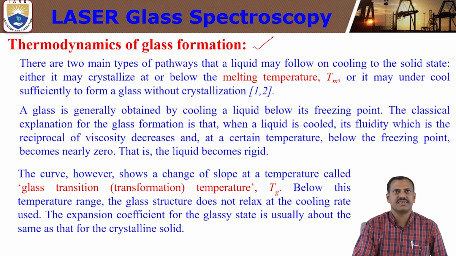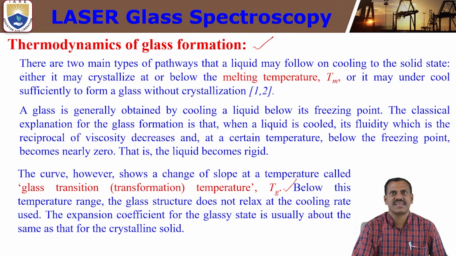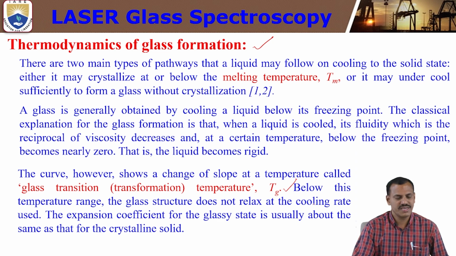The rigidity happens. The curve, however, shows a change of slope at a temperature called the glass transition temperature, Tg. We can show this curve in the next slide. Below this temperature range, the glass structure does not relax at the cooling rate used, whatever cooling rate you use.